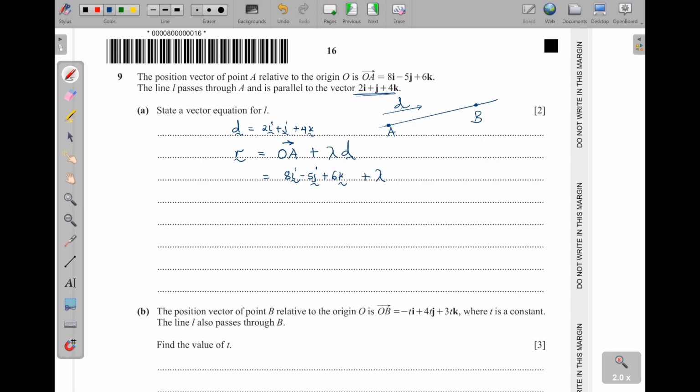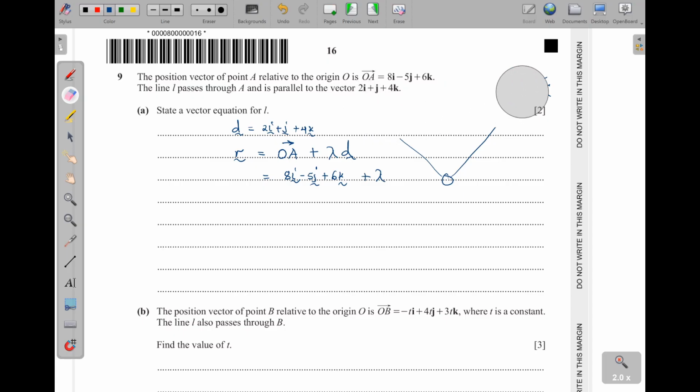Because if this one is moving like this, vectors are said to be parallel if they are scalar multiples of each other. So to get the vector that is taking us from the origin to R, which is any point on this line here, we are going to get this directional vector. We multiply it by something to get this distance here. So that's why we say lambda d, okay? And then, so this will be our d here.